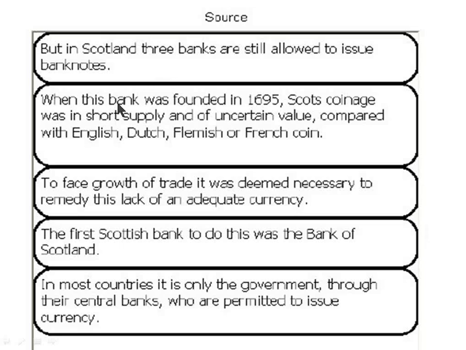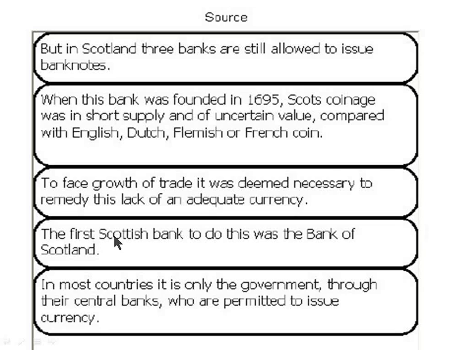When this bank, so they told, but in Scotland 3 banks. They didn't say any particular bank. So in this they are saying this bank. So this can't be the third. To face growth of trade, it was deemed necessary to remedy this lack of inadequate currency. So this lack, they haven't mentioned any lack in this sentence. So these 2 paragraphs cannot be the third one.